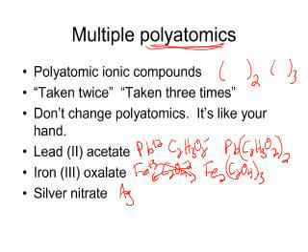Silver nitrate, Ag, silver. Is it a Roman metal? It doesn't tell me the charge. Oh no. Silver is always +1. If you remember, we made a big deal out of that. Nitrate, NO3 negative, is AgNO3. Do you notice the nightmare this becomes if you do not know your polyatomic ions?